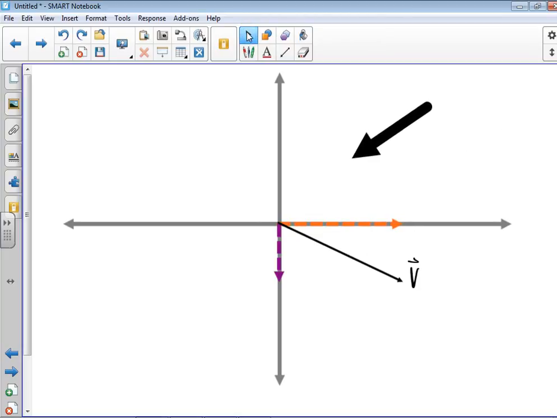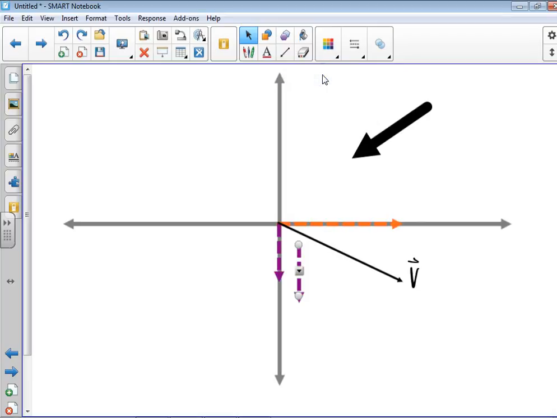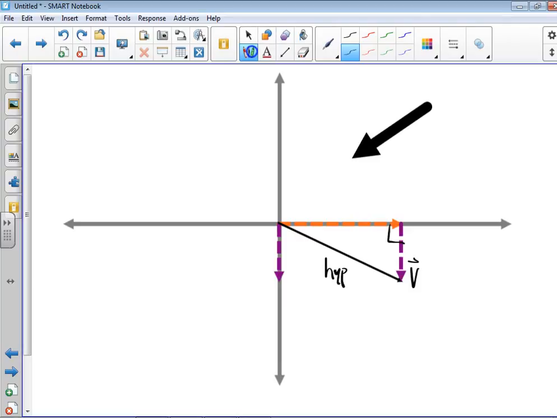If I took this, made a copy of it, and I slid it over to there, see the right triangle now? We can create a right triangle if we just slide the y component over, so we can get a feel for what right triangle we're talking about. So I have a right triangle where the hypotenuse is the magnitude of that vector. This would be the x component. I'll call it v sub x for the vector, and the purple here is the y component.